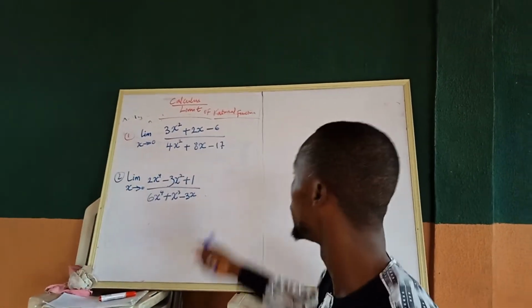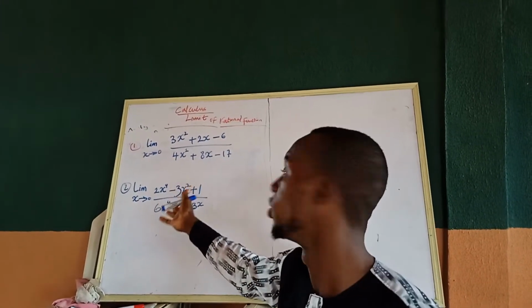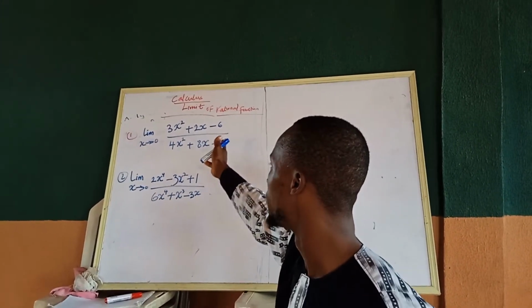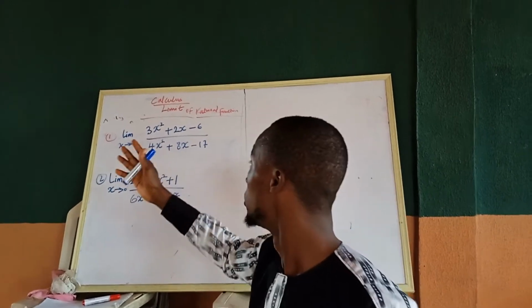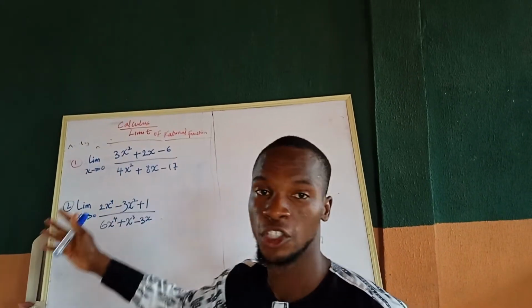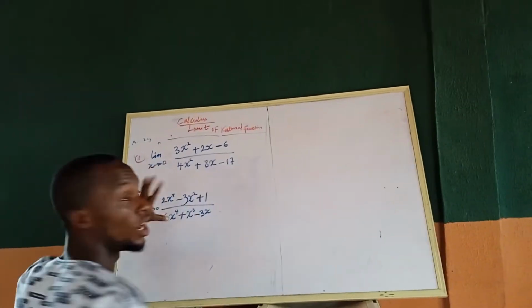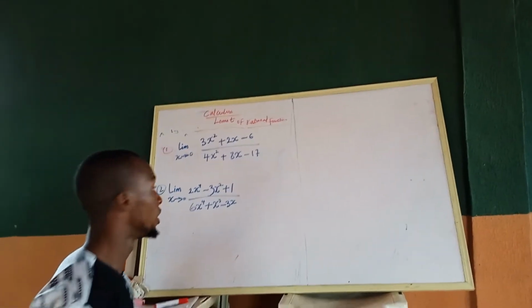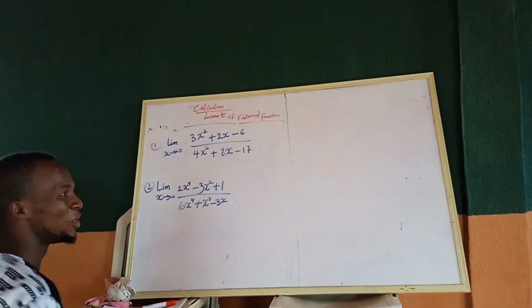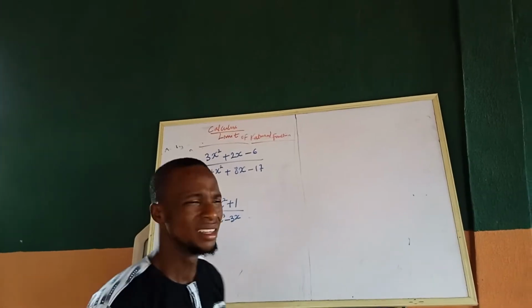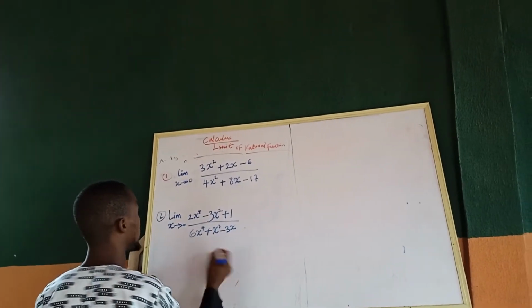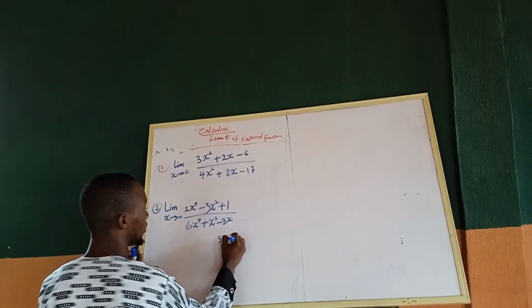Today we want to solve a little question on calculus: limit of a rational function. We have two examples we are going to treat today. So let's look at it. When we talk about limit, how are we going to do it? We proceed. Let's say, solution.